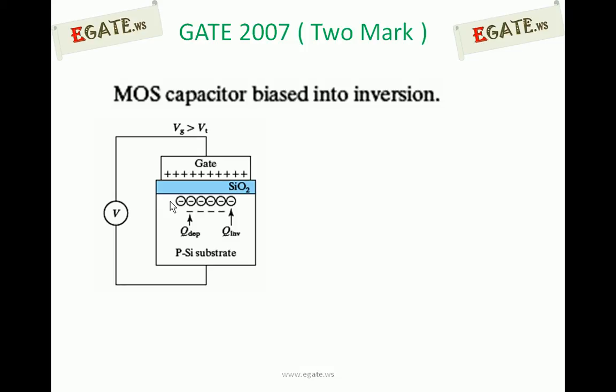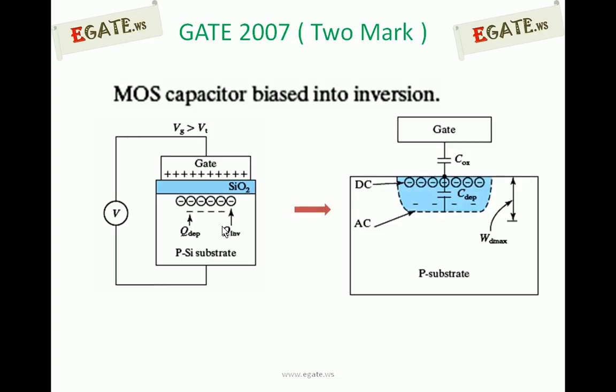Now the capacitance is going to be analyzed with two different types of charges. One is the inversion charge, consisting of electrons. This circle with an inner dash implies electrons, and these are going to be negative ions. At this point, how do we analyze the capacitance?